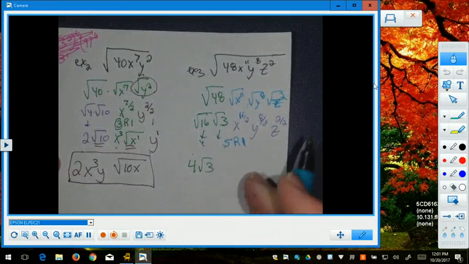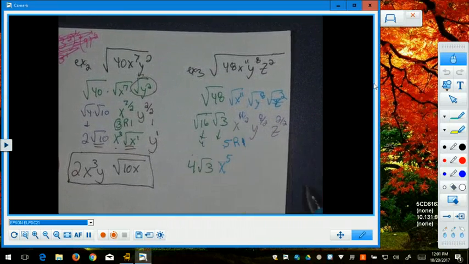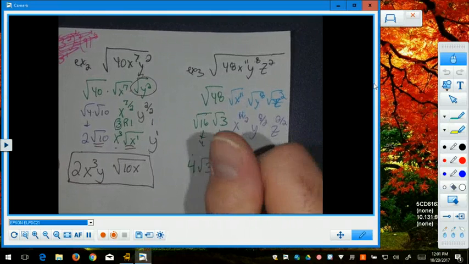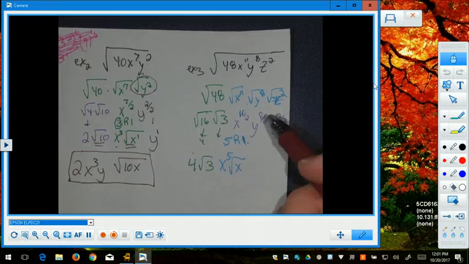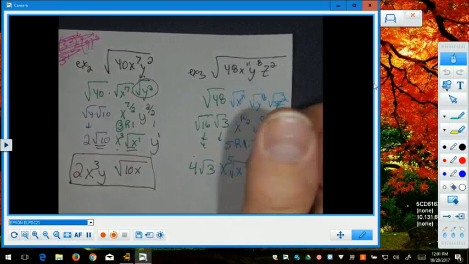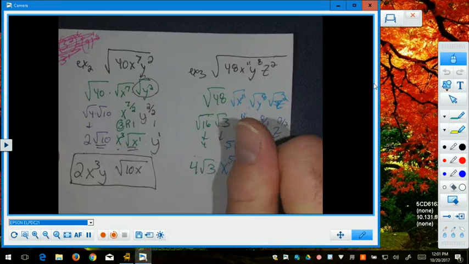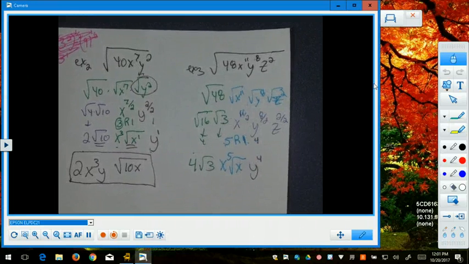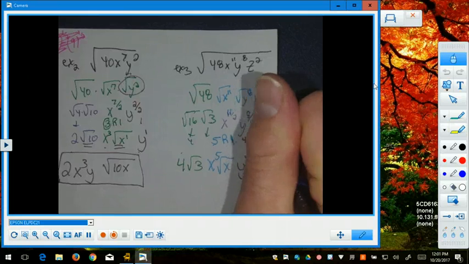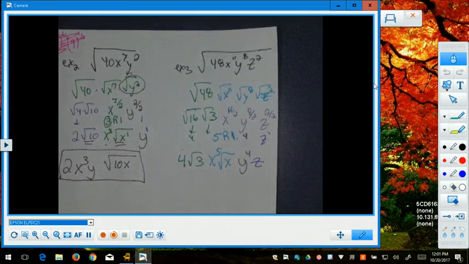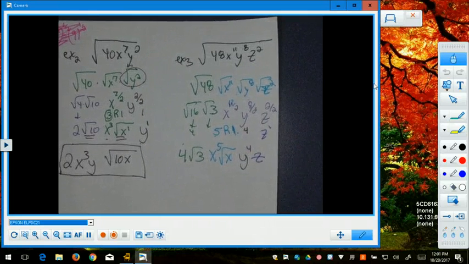Therefore, 5 factors of x escape the radical. 1 factor of x is still stuck under the radical. For my y, 8 divided by 2 is 4. So y to the 4th, because it's 4 with a remainder of 0. No factors are left under the radical. For my z, 2 over 2 is 1. So it's just z, because it's z to the 1st.